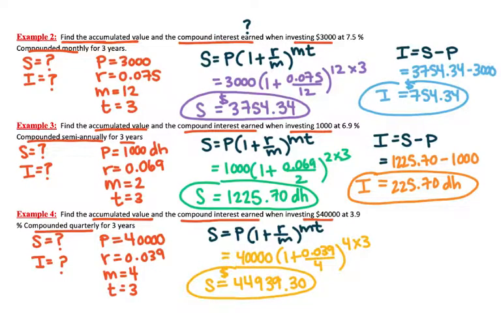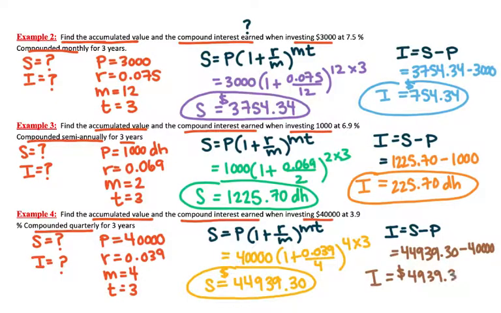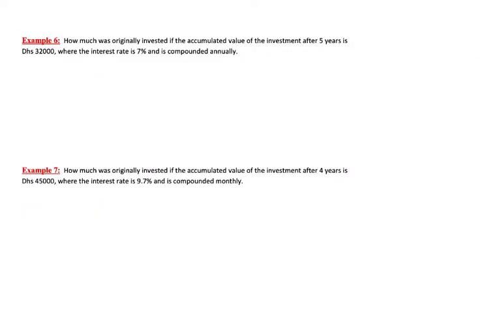And lastly, to answer the last part of the question, what was the interest earned? You just do S minus P. And so we will plug in 44,939.30 minus the original amount of 40,000, and we get that the interest earned was 4,939.30. Okay, simple enough.